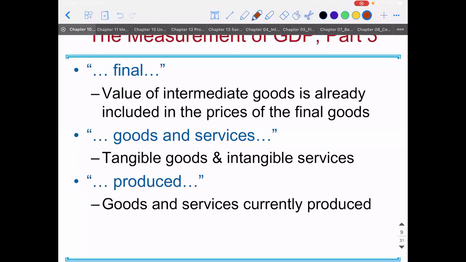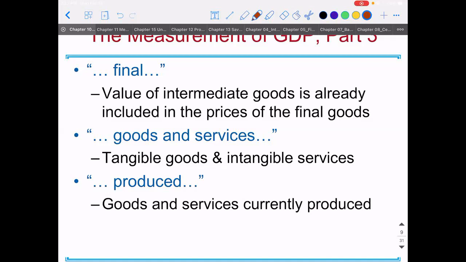Now this goes into those specific words. Final. Again, the tires are an intermediate good. They are used to produce the final good. That's going to be different than when the tires wear out and then I go and buy some new tires. Those replacement tires will be counted.